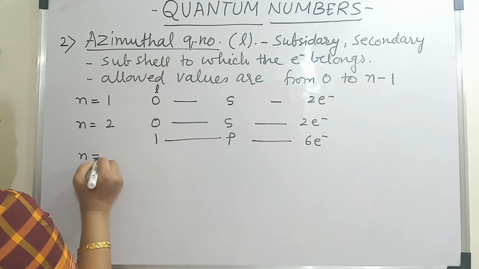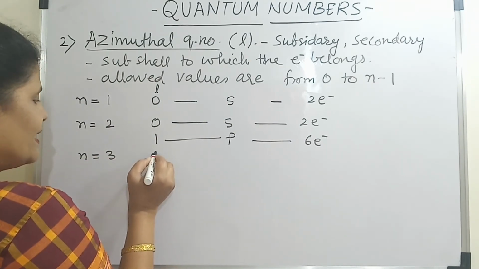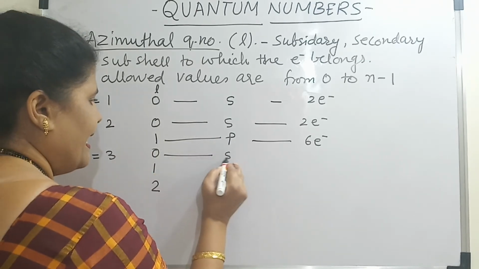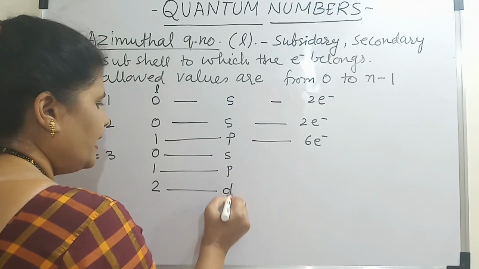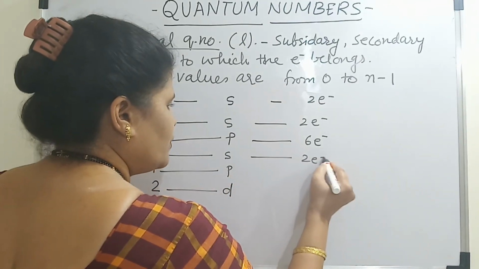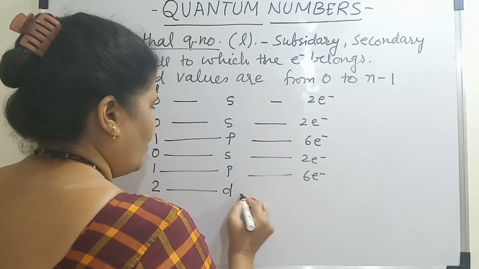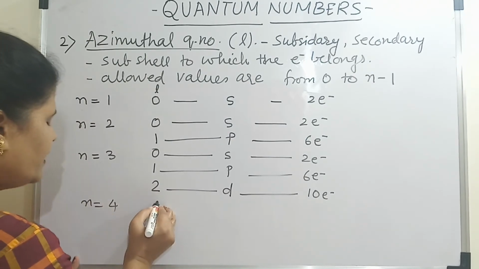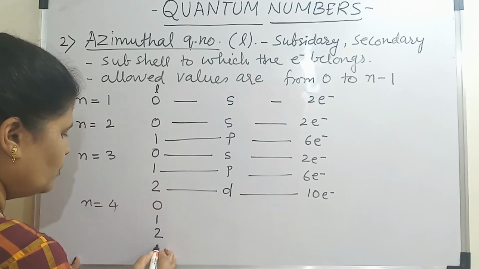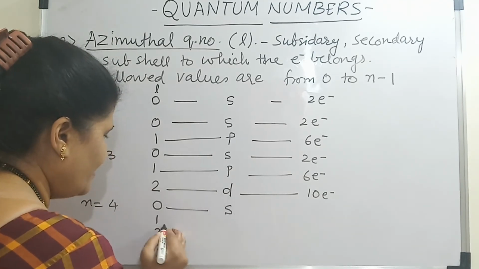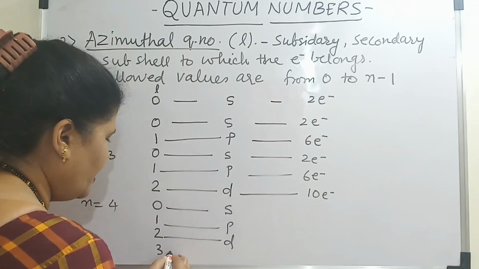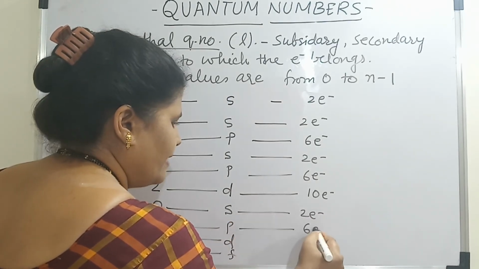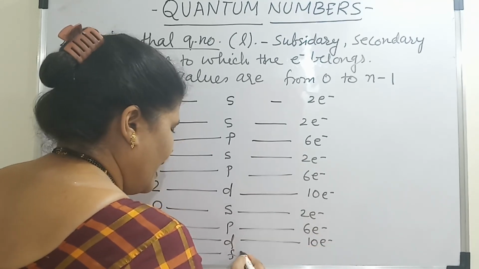Let us come to n is equal to 3. What are the allowed values of azimuthal quantum number? 0, 1 and 2. So this will be s, p and d. Now how many electrons? 2 electrons, 6 electrons and how many electrons here? 10 electrons. Right, students? n is equal to 4. What are the allowed values? 0, 1, 2 and 3. So this is your s, this is your p, this is your d and this is your f. How many electrons? 2 electrons, 6 electrons, 10 electrons and 14 electrons.